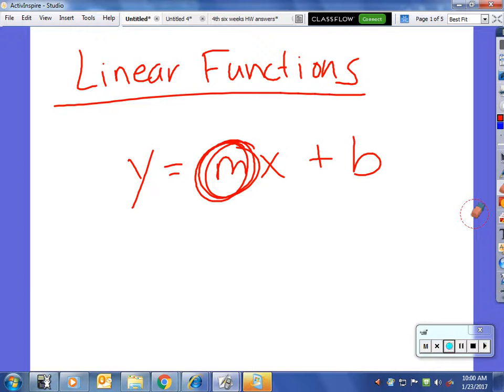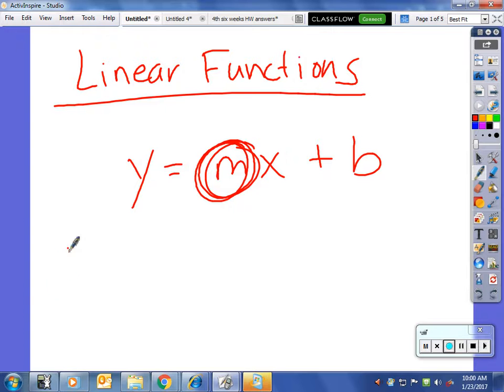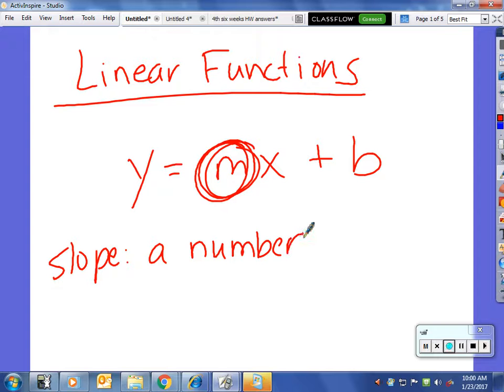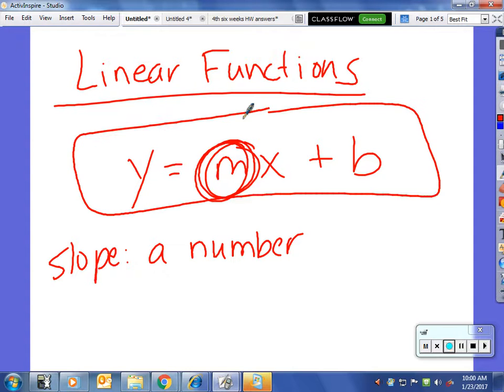Okay, so let's write that down. Slope. It is a number. Please do not tell me that slope has x in it. Slope does not have an x in it. Slope is just a number. Where is it usually found? In front of x. If the line is in this form.